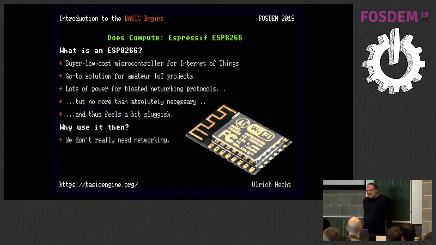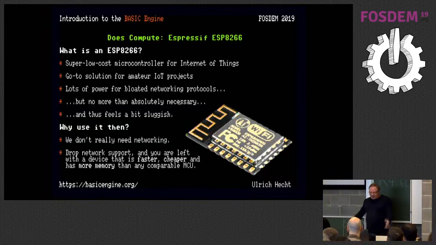We don't really need all that network stuff. It was not on the slide before. And if you drop that, then you have something that is really fast, really cheap, and it has a better price-performance ratio than any other microcontrollers you can get. So go for it. So now you have something that executes code.